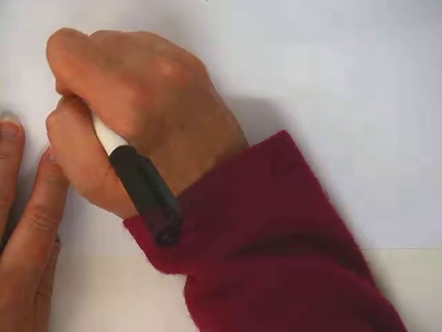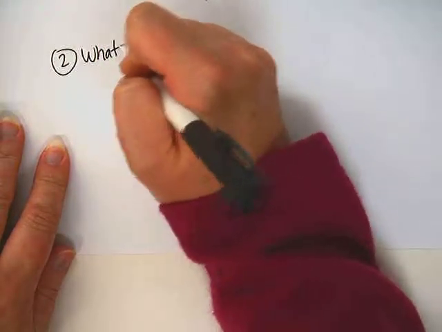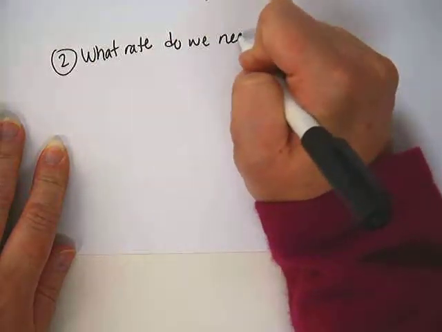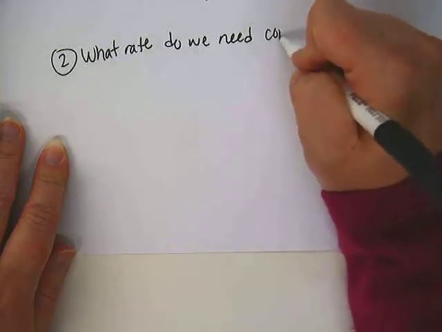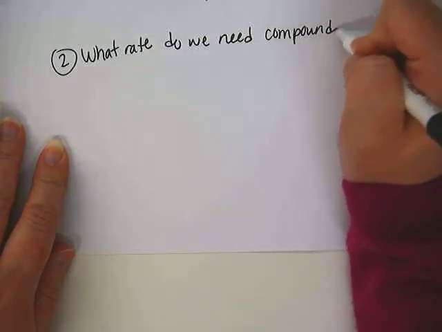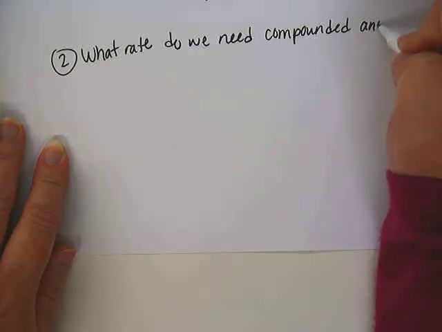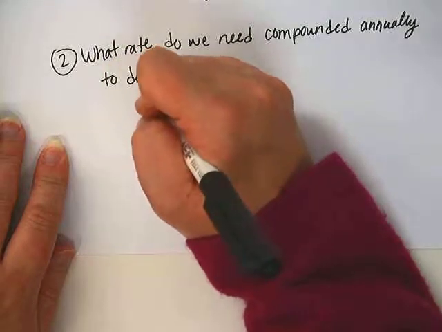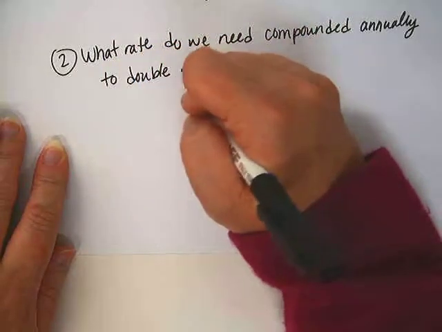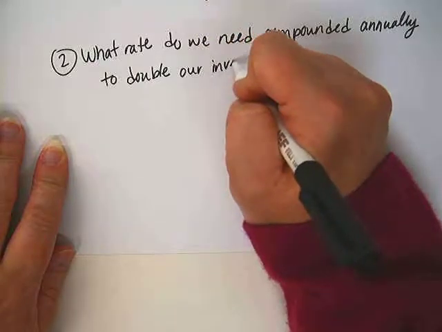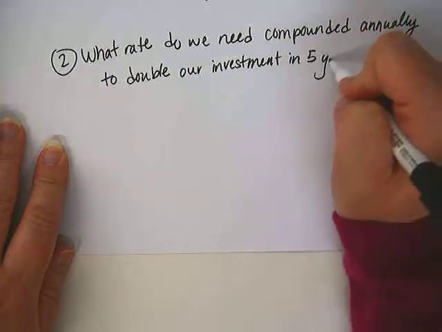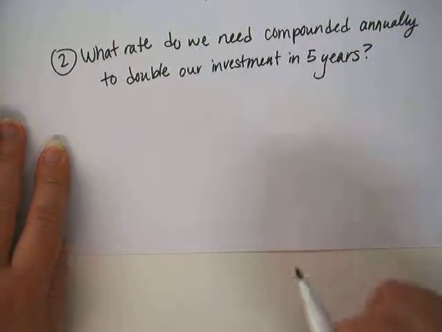Okay, let's do another example of something different. What rate do we need? Let's do a different compounding. Compounded annually to double our money. Double our investment in 5 years.